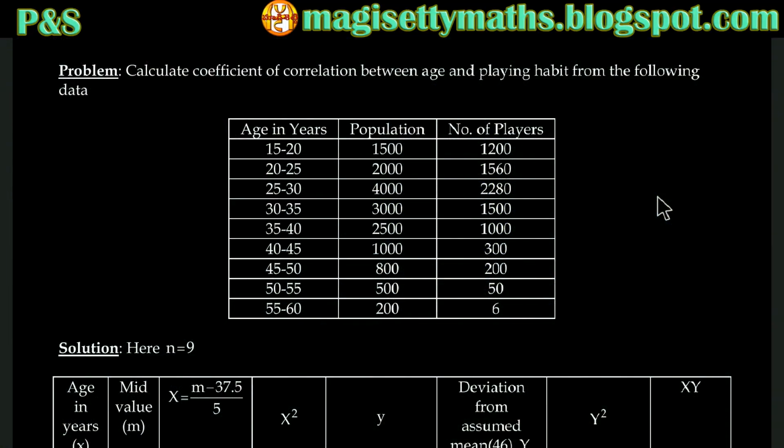Hi, this is Harikrishna. In this video, we evaluate the coefficient of correlation. The given problem is: calculate the coefficient of correlation between age and playing habit from the following data.